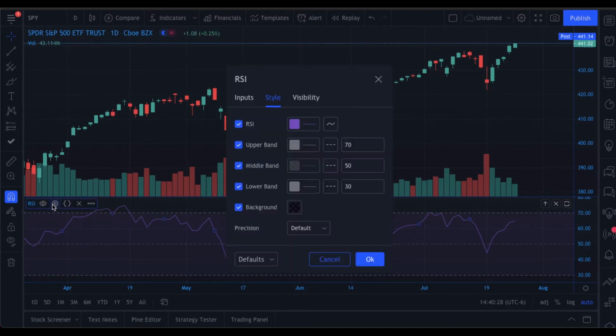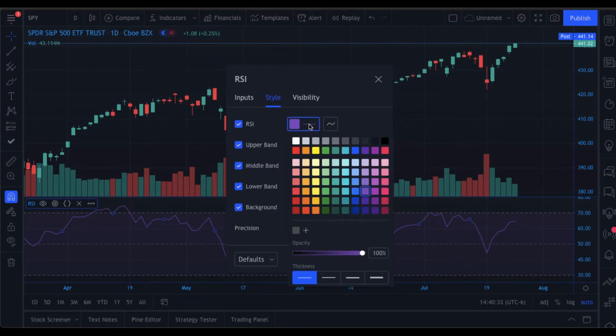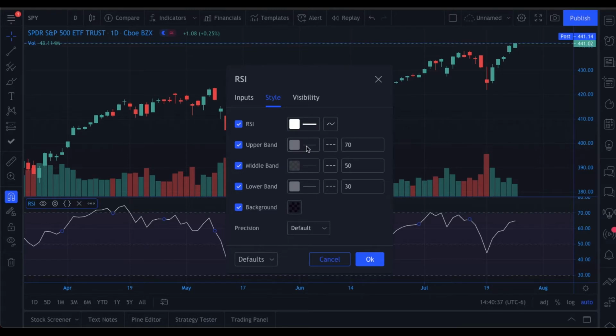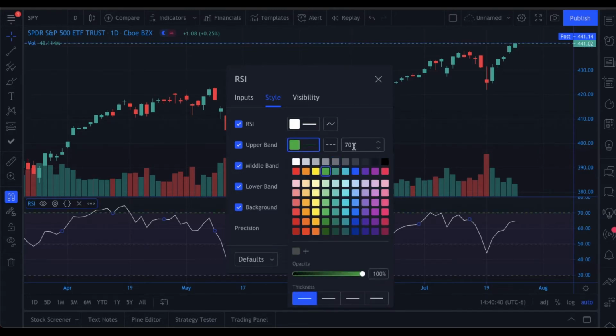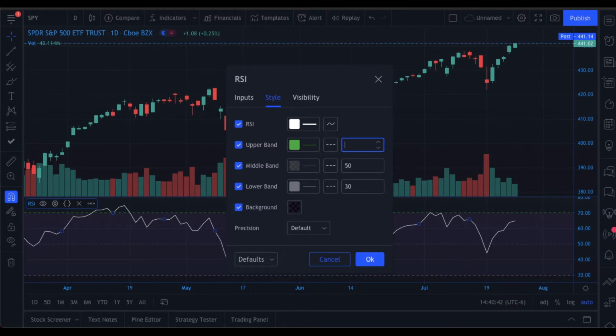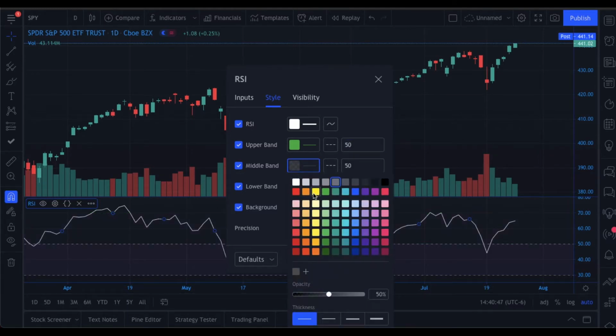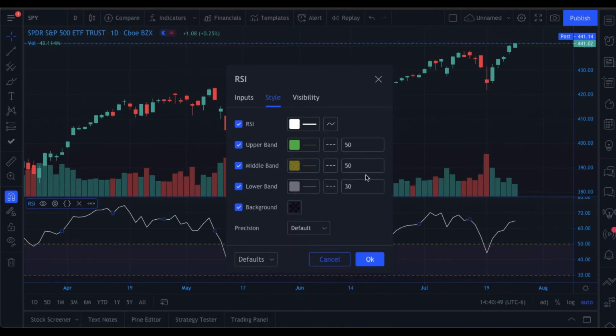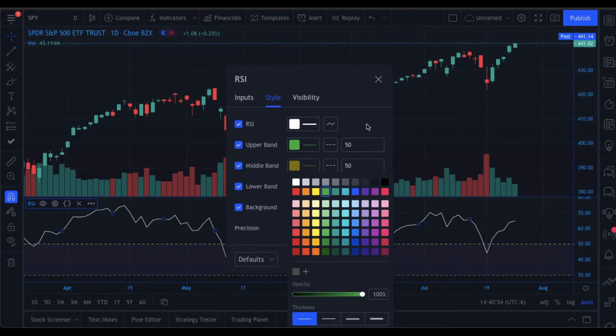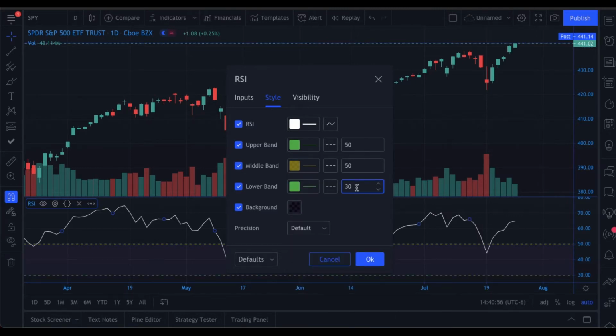So let's go in here and we can change the look of this. I don't like that purple, and colors are just going to be your preference. I'm going to change that to white. The upper band here, I'm going to turn that to green and change this number from 70 to 50. The middle band, I want that in yellow, and that's going to stay at 50 as well. The lower band, we're going to put that as green as well, and again, you can pick whatever colors you like here, and we're going to change that from 30 to 45.